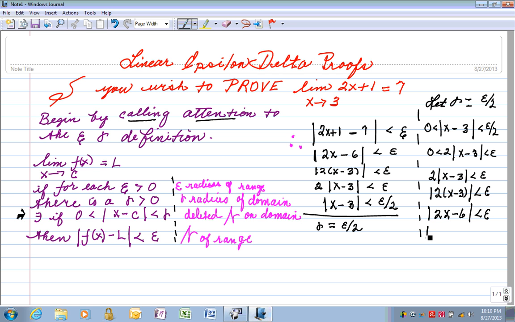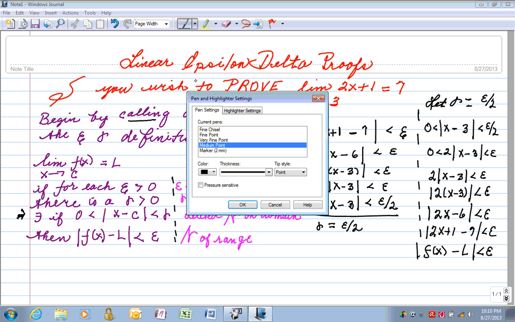Another way to write negative 6 is 2x plus 1 minus 7. Eureka! I have gotten this of the form the absolute value of f of x minus L less than epsilon. So what I say, and I'll change the color of the pens just to highlight this for you, so you won't get too confused about all the action that's going on here.